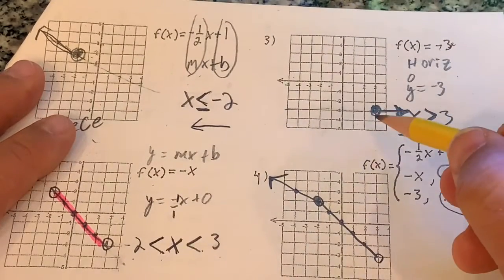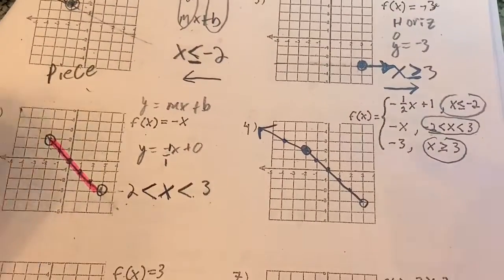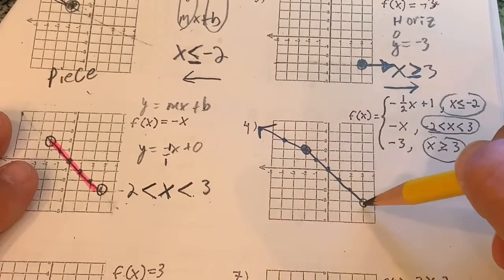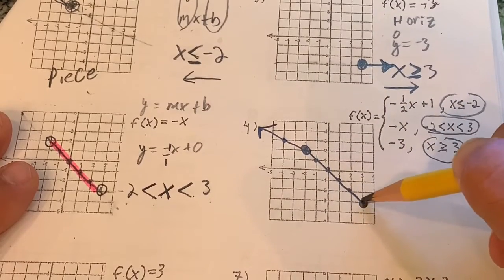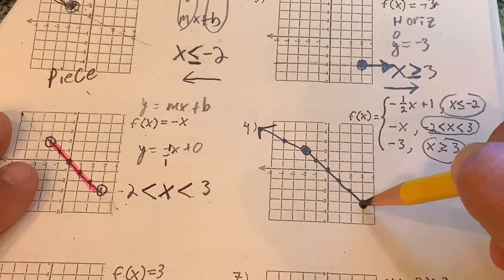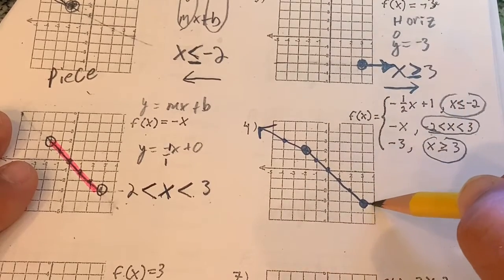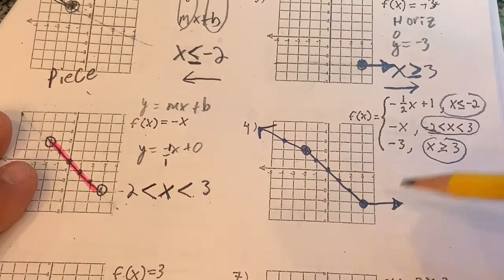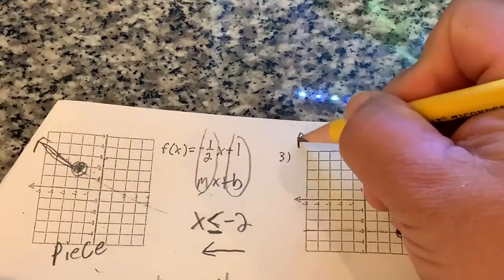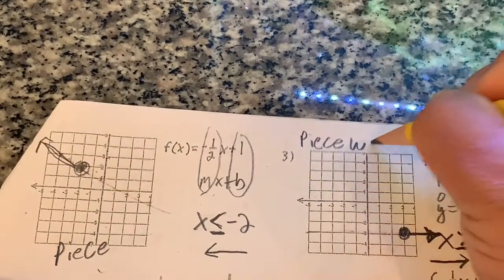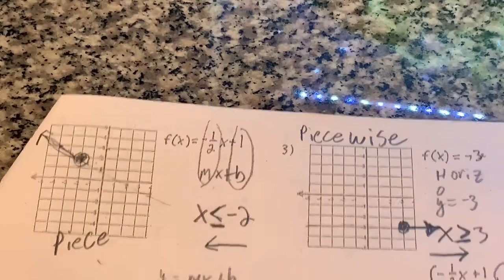I'm going to transfer that third piece down to graph 4. And that will be the end of my piecewise defined function. I can fill in that open circle with the closed circle, and then just go to the right. And there is the completed piecewise defined function. Piecewise is the lesson.